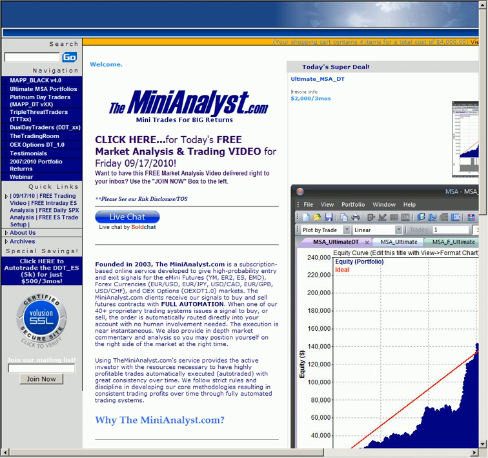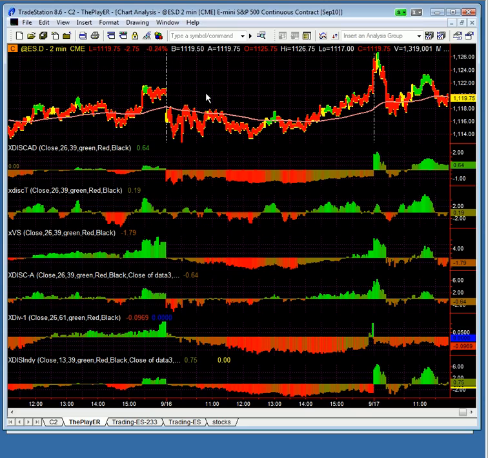The first thing we're looking at here is a chart of the market. This is the mini S&P 500 futures contract, front month in nature, looking at the last print of 1175. We'll call it 1120 on this Friday, the 17th day of September 2010. It's been kind of a choppy session, as you can see.